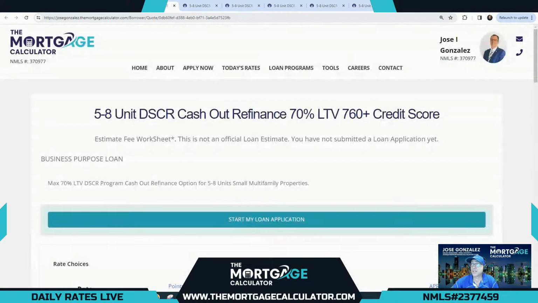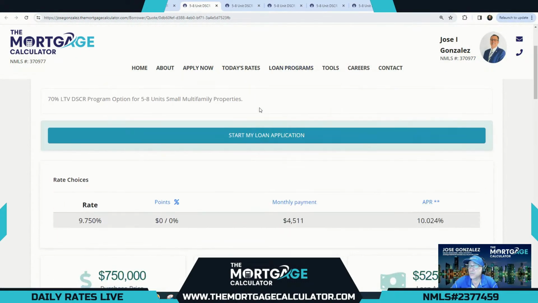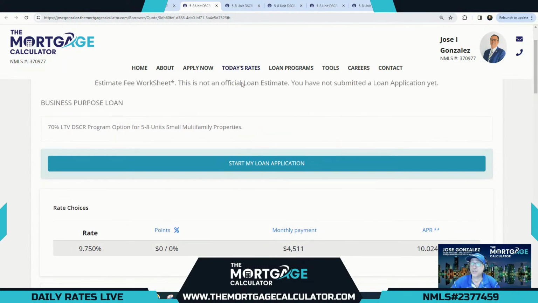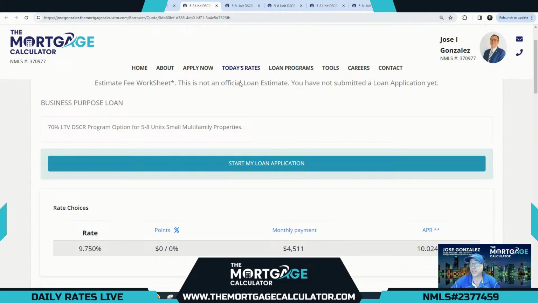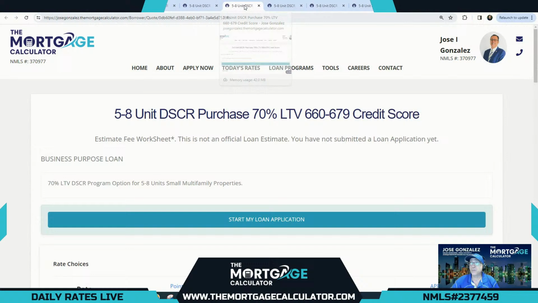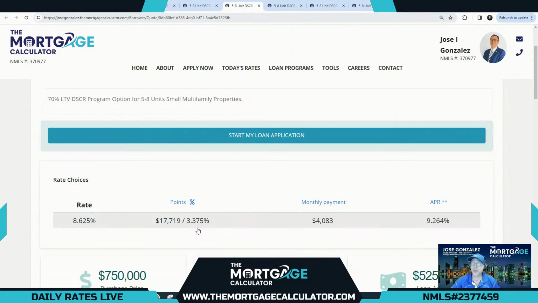Excuse me a second. So here is our cash out. Okay, yeah. And I wanted to show you here an example of what I was just mentioning, the higher rate that we could choose, right? So just to refresh your memory again, this is 8.625 with a 660 to a 679 credit score, right?